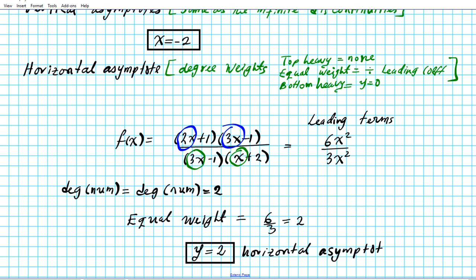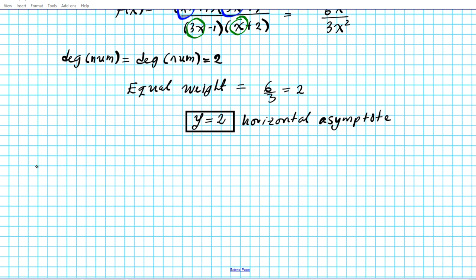Alright, let's go ahead and find the intercepts. So for our intercepts, we're going to be looking for our x and y intercepts. Okay, so let's start with our y-intercept. To find our y-intercept, we're simply going to do what? We're going to set x to 0 and solve. That will be our y-intercept.